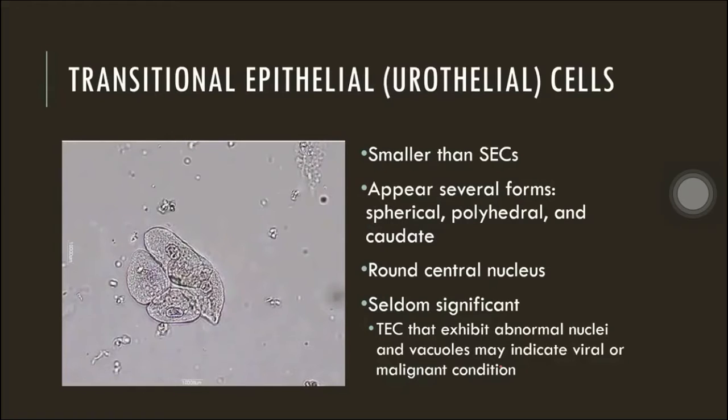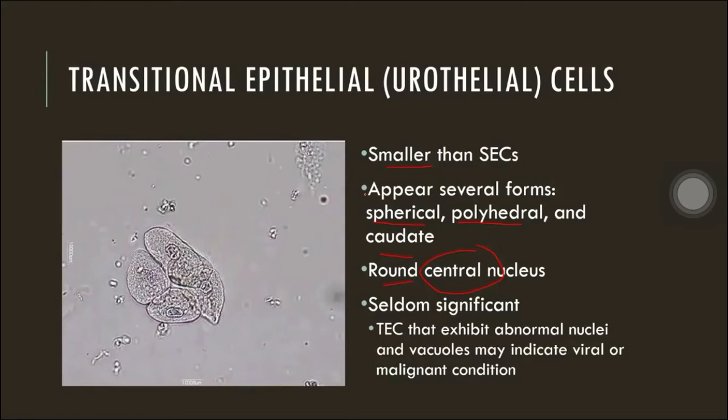Next we have another type of epithelial cell, transitional epithelial cells or urothelial cells. These are smaller cells compared with squamous epithelial cells. They may appear in several forms: spherical, polyhedral, and caudate. One way to differentiate transitional epithelial cells from the next epithelial cell we will be discussing, the renal tubular epithelial cell, is the nucleus. Here the nucleus is round and positioned at the central part of the epithelial cell.